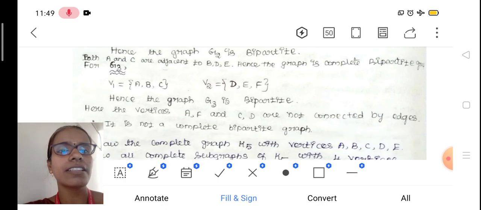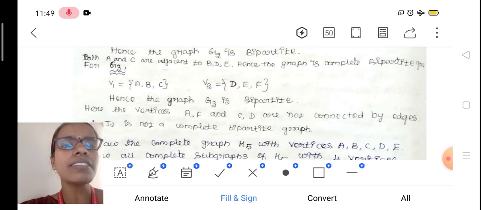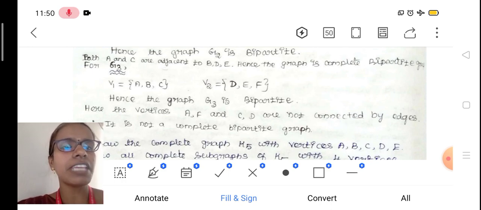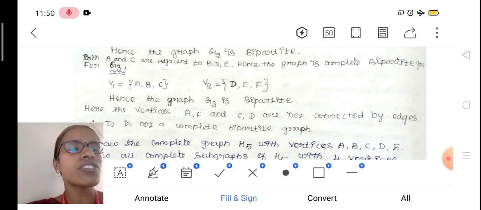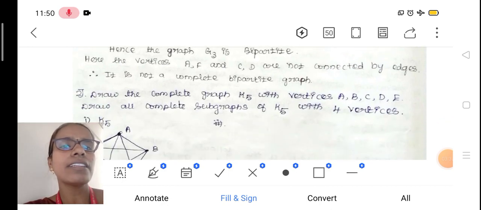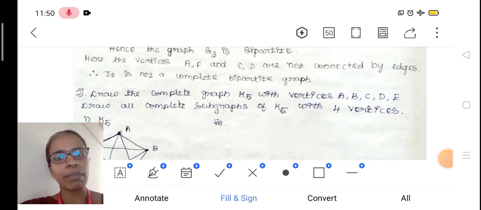So from this we can say it is completely bipartite. And in G3, V1 is A, B, C and V2 is D, E, F. Hence the graph G3 is bipartite. And the next thing is we need to verify whether every vertex of V1 is adjacent to every vertex of V2. So here the vertices A, F, C and D are not connected by edges. So from this we can say it is not a complete bipartite graph. It is bipartite, but it is not completely bipartite.